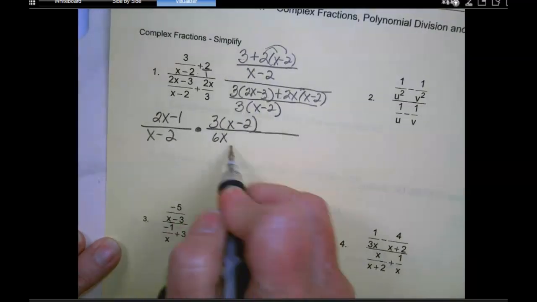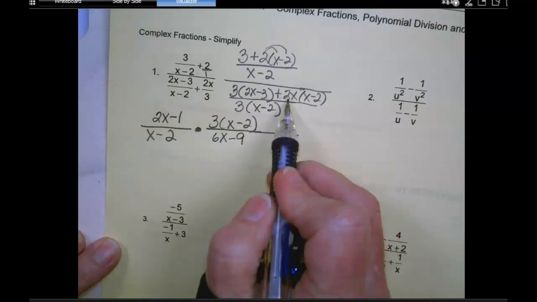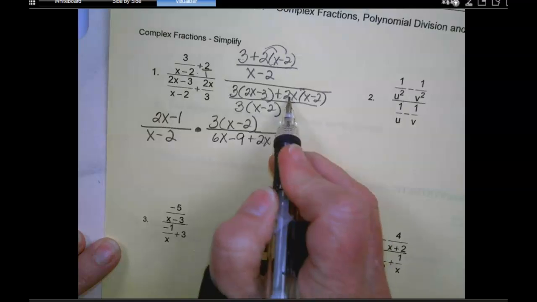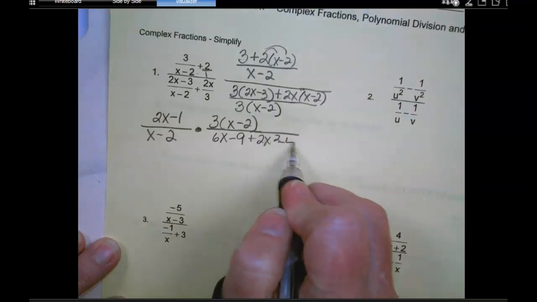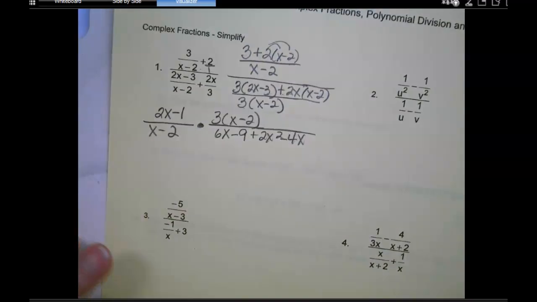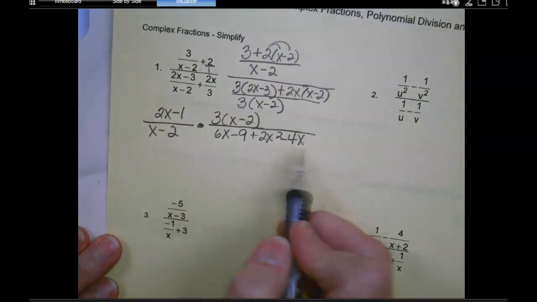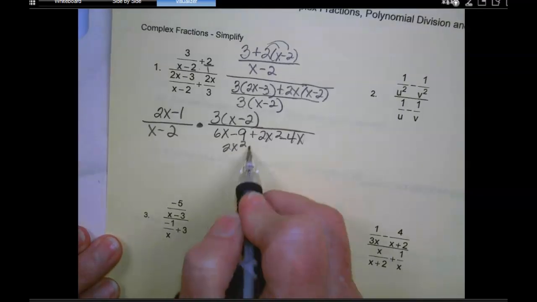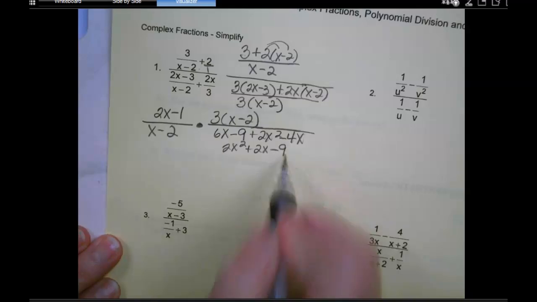So on bottom, 3 times 2x is going to give me 6x. 3 times a negative 3 is going to give me negative 9. I'm going to take 2x times x, and that's going to give me 2x squared. And then 2x times a minus 2 gives me minus 4x. Am I good so far? So right here, my friends, I get 2x squared, and then I get plus 2x minus 9.